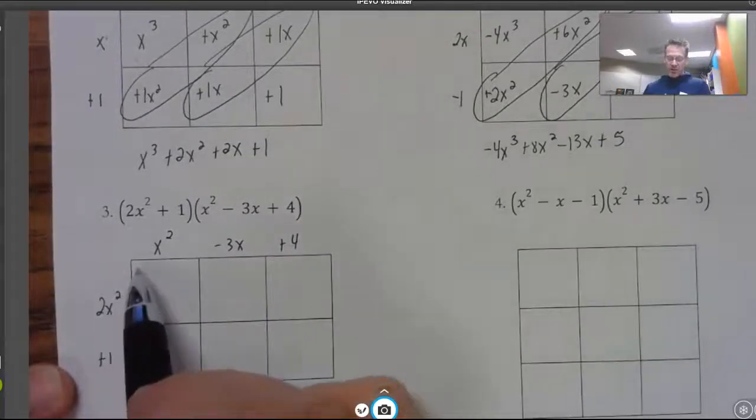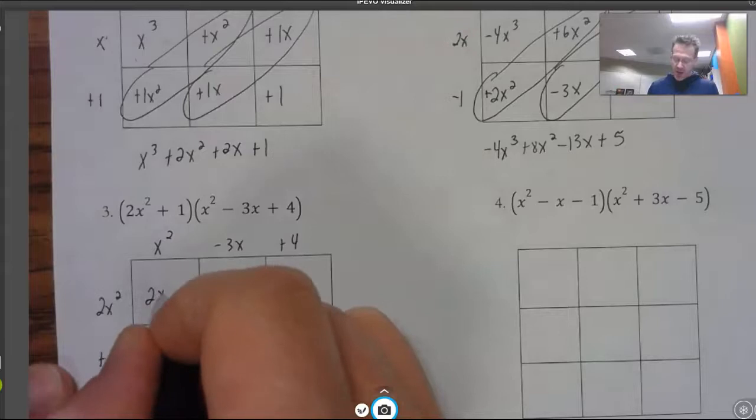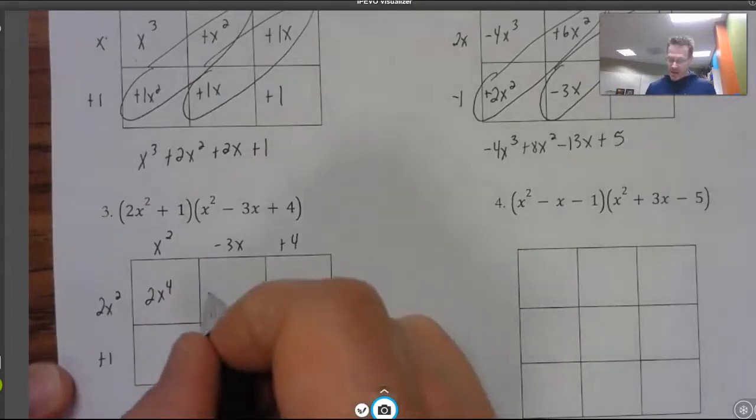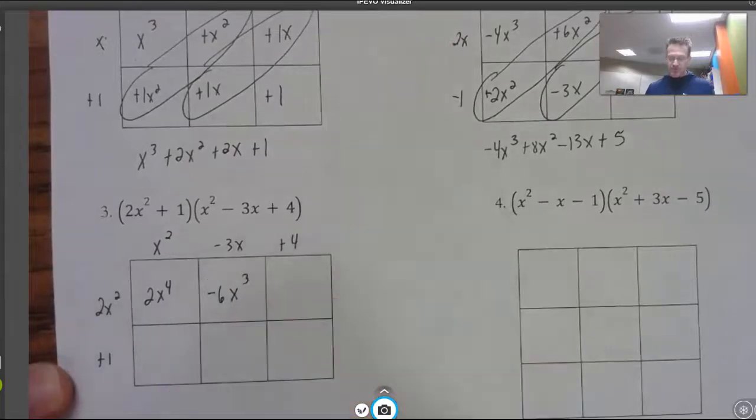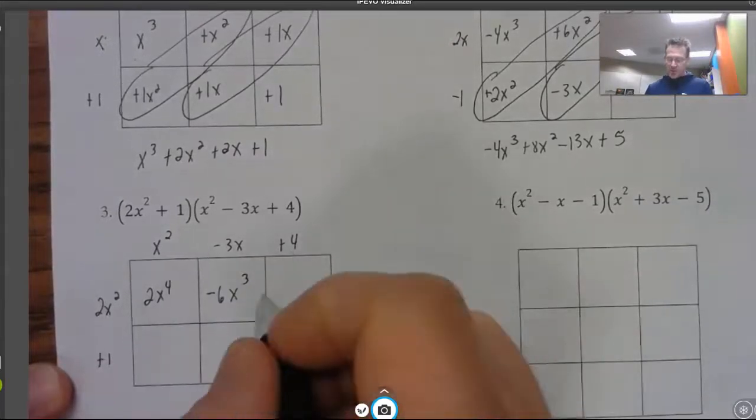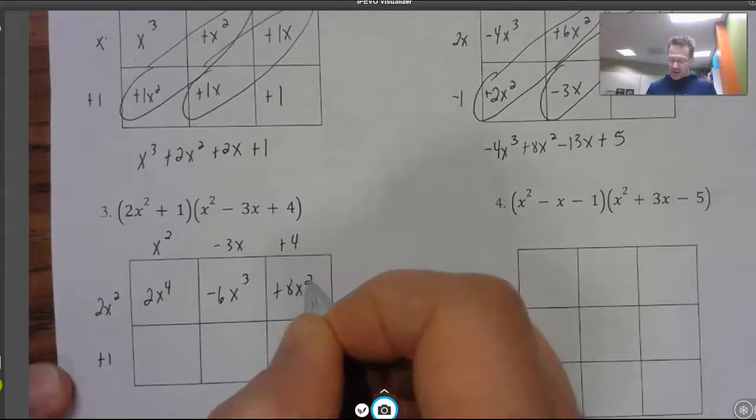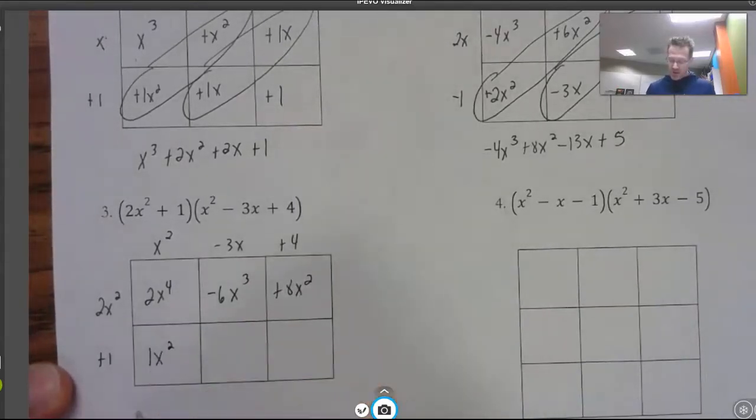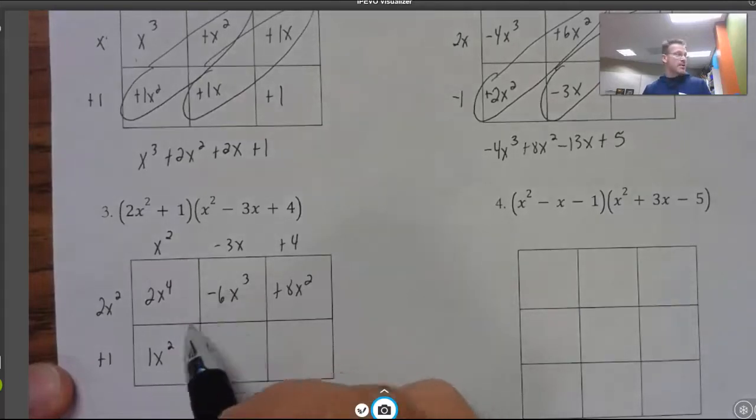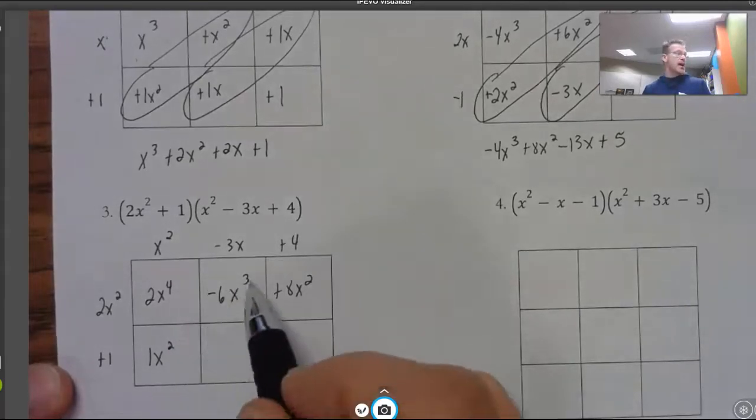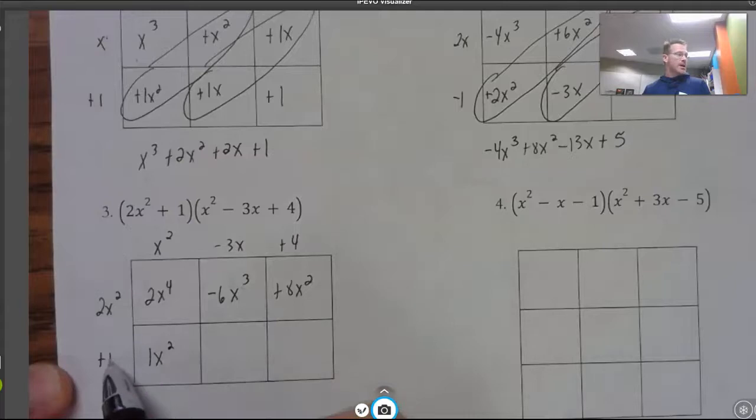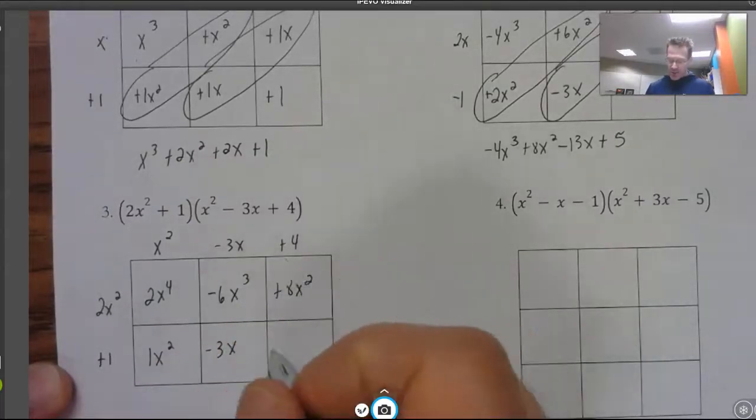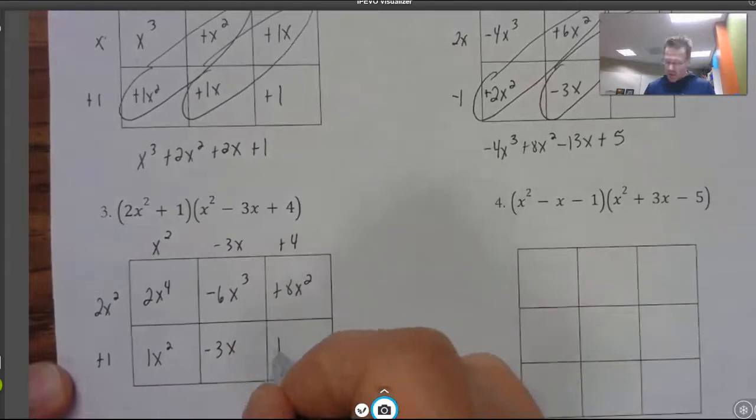All right, so now 2x squared times x squared is 2x to the 4th. 2x squared times negative 3x would be negative 6x cubed. 2x squared times 4 is 8x squared. 1 times x squared, that's just 1x squared. All right, so you can see now, notice, because I skipped that power, my like terms are not on the diagonal. All right, and then now 1 times negative 3 is negative 3x, and then 1 times 4 is positive 4.